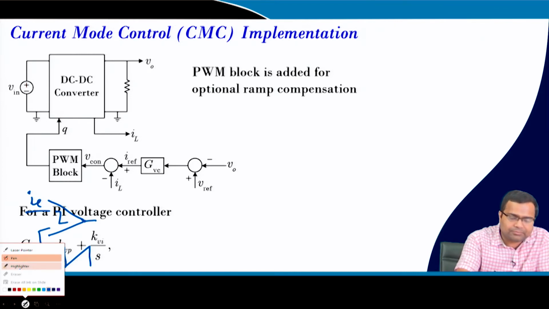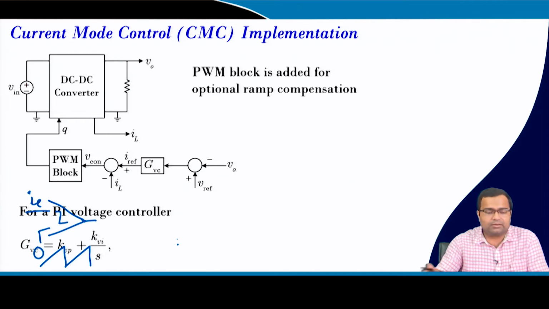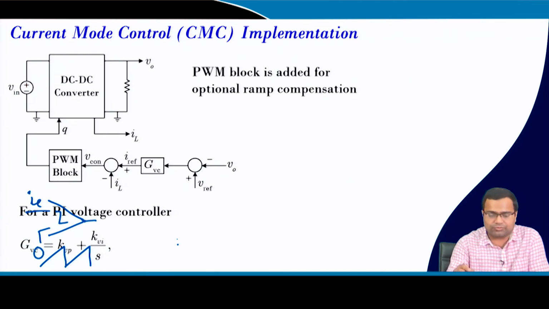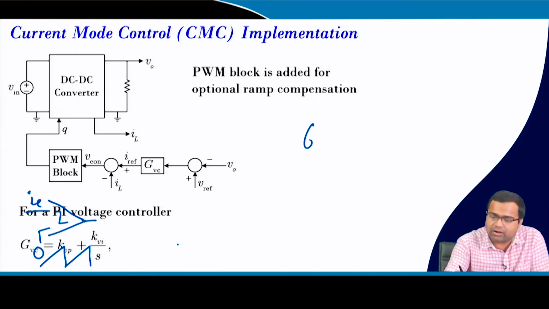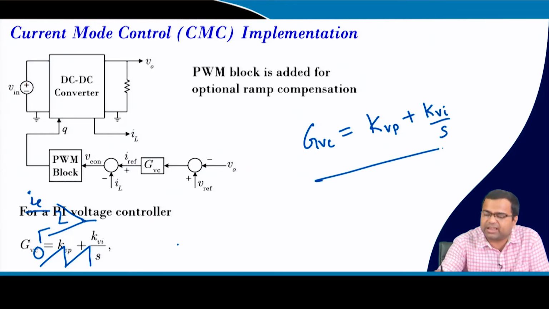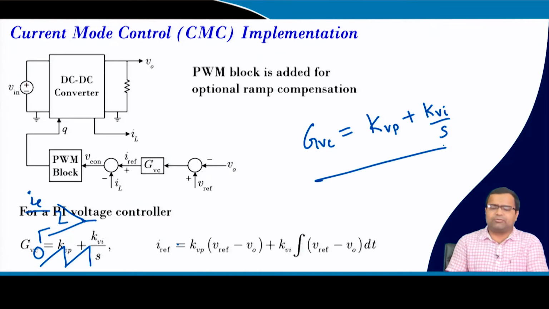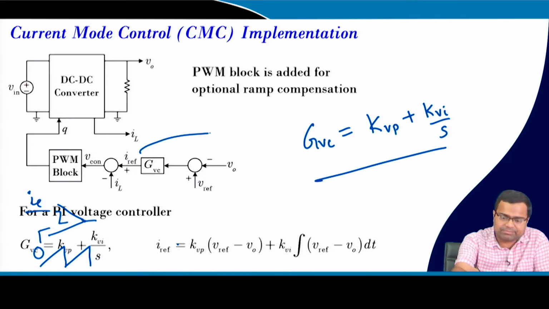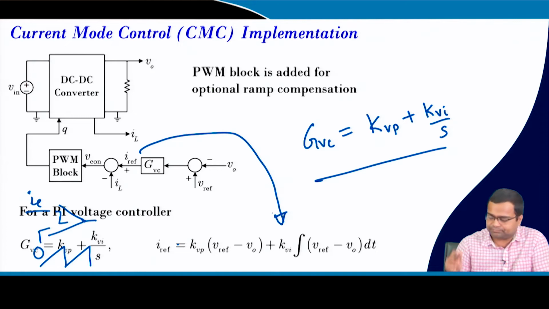That means the PI voltage controller is used for current mode control, where our voltage controller is the voltage controller gain plus the voltage controller integral gain by S. So, this is a PI controller. Sometimes we also use a type 2 compensator. So, this is the structure by which IREF can be represented.